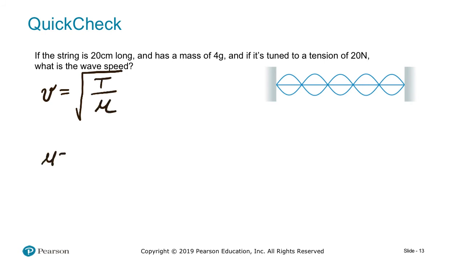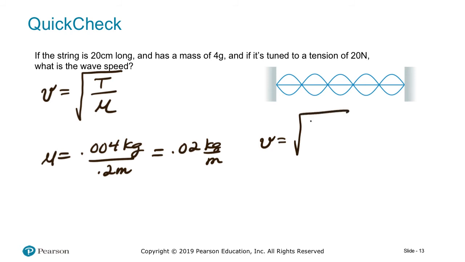So let's calculate the linear density so we can use that equation. It's 4 grams, which you have to convert into kilograms, divided by 20 centimeters, which you have to convert into meters, and that gives you 0.02 kilograms per meter. And then the velocity is the square root of 20 newtons divided by 0.02 kilograms per meter, and that's the square root of 1,000, which I'm going to calculate. It's 31.6 meters per second. That's almost 60 something miles an hour.